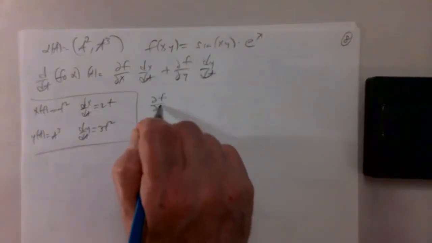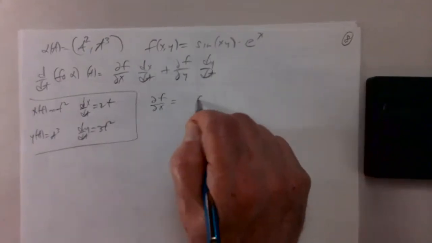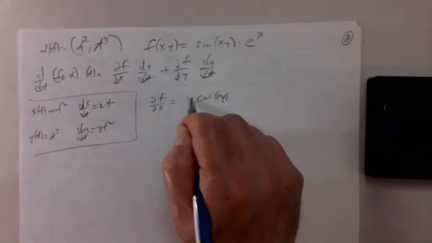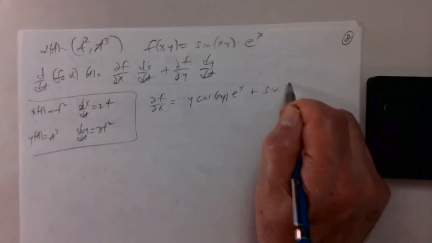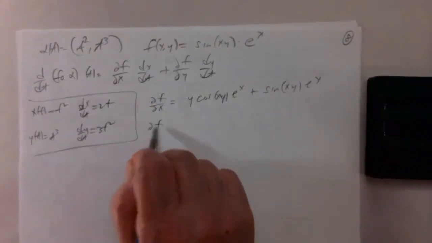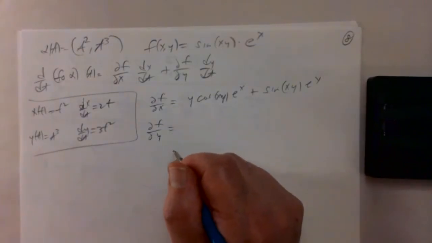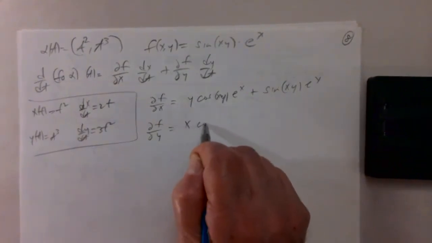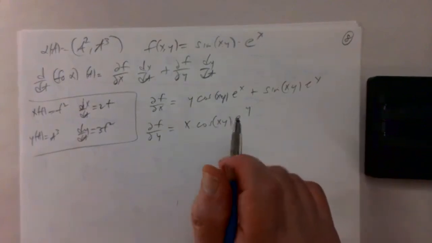Partial of f with respect to x is, let's see, cosine of xy times y times e to the x plus sine of xy e to the x. And the partial of f with respect to y is x times the cosine of xy e to the y.